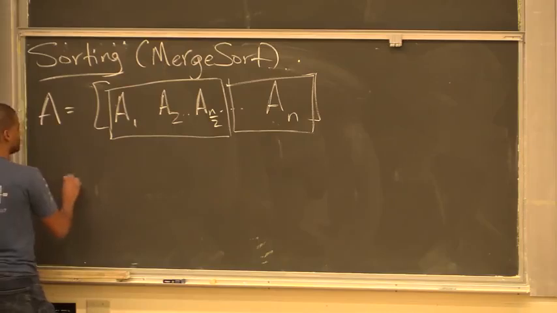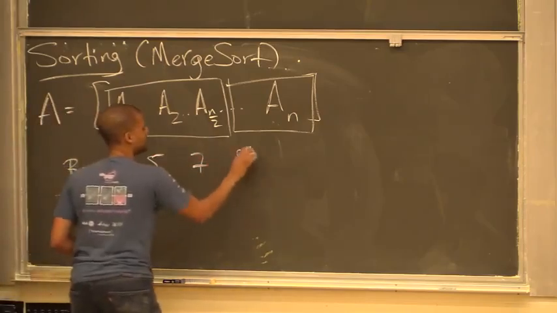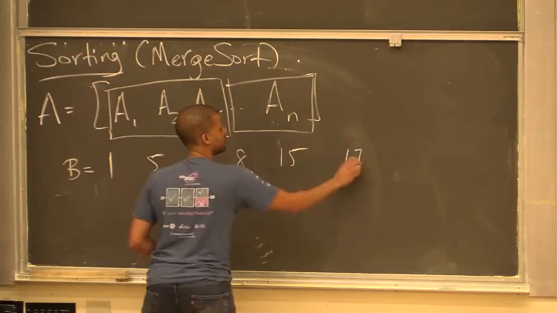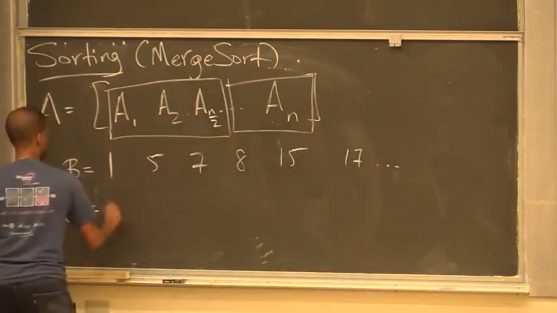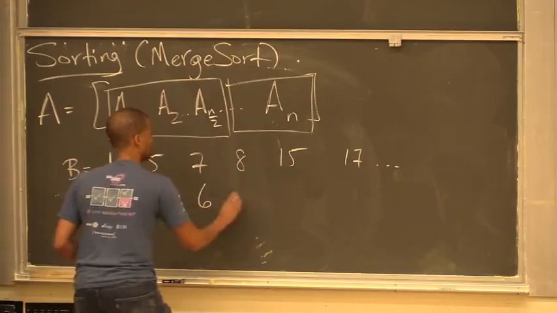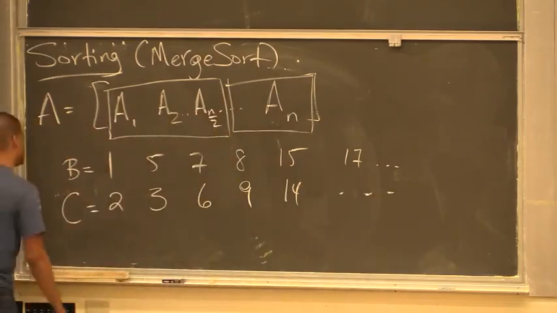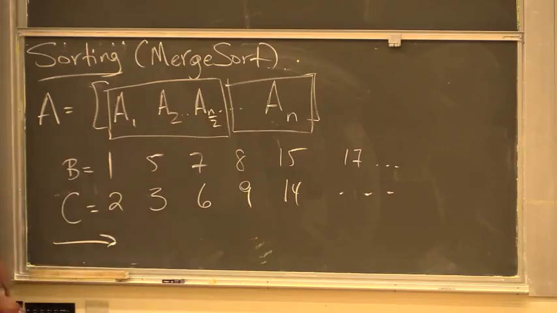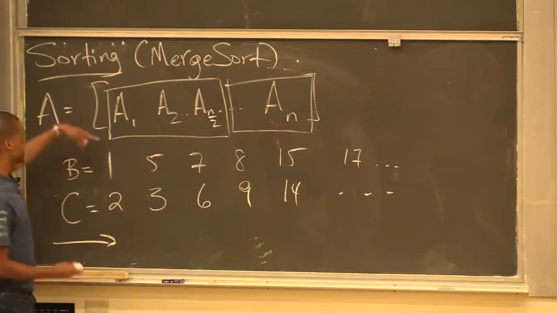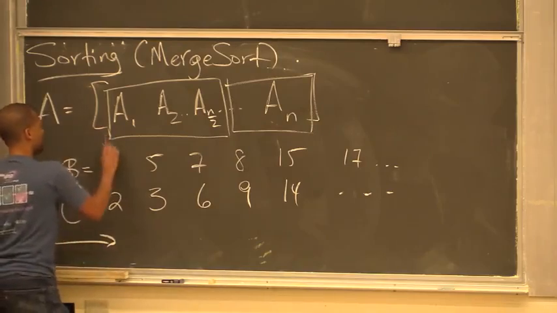So here's one sorted array. Let's make some stuff up. 1, 5, 7, 8, 15, etc. And then I have another sorted array, and I want to merge them. And I'm not going to write the pseudocode. You've all seen this in 61B. But just so that we all remember, the idea is basically this two-finger method, right? So you always keep track of 2 pointers, one in B and one in C. They both start at the beginning.